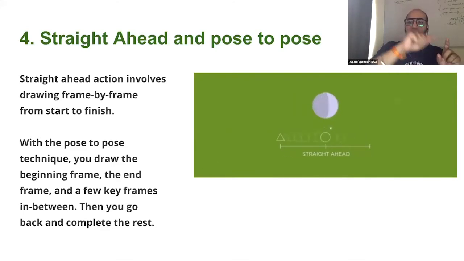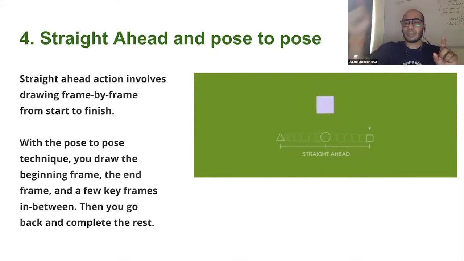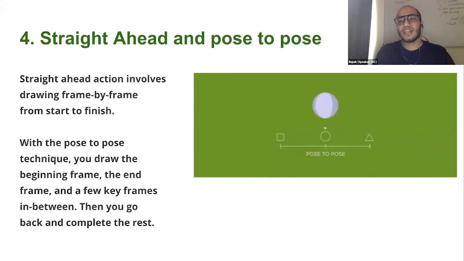It shows gradually that he is slowly jumping from this position to this position and again landing on the ground. So this is called pose to pose, and it gives you animation sharp and crisp, because we have defined the poses and we are filling in between things.